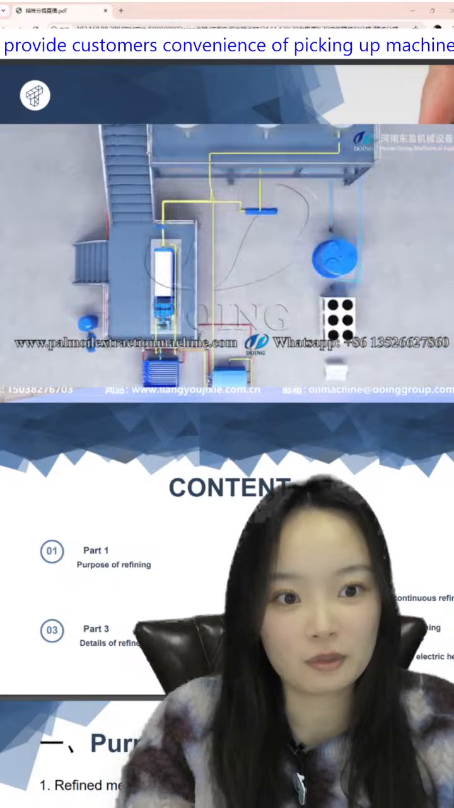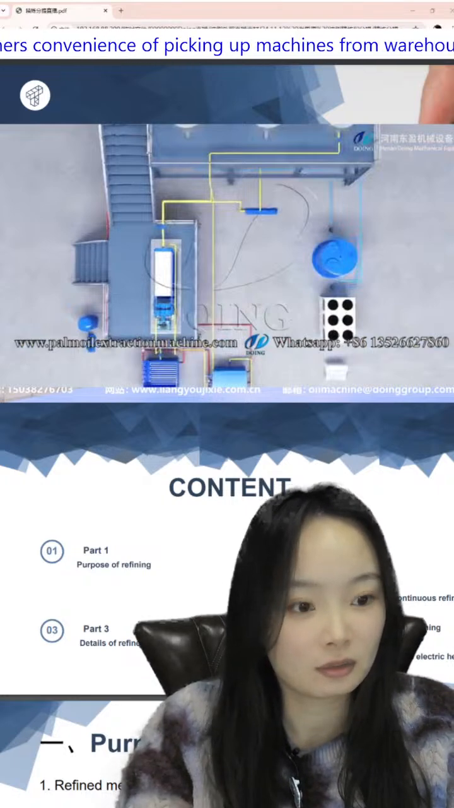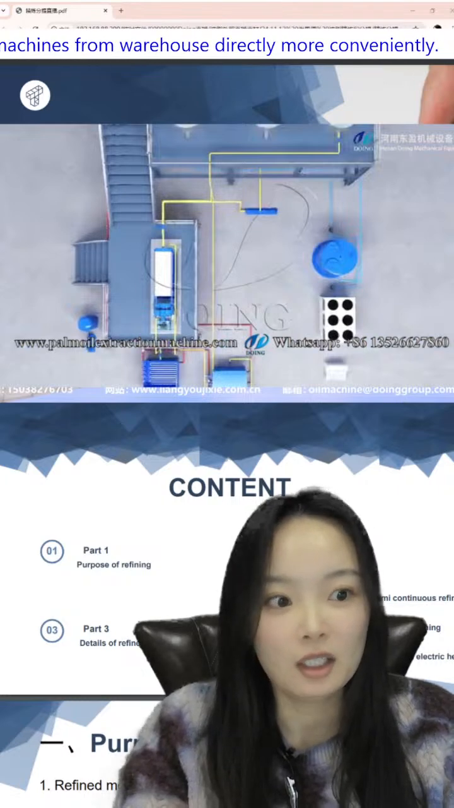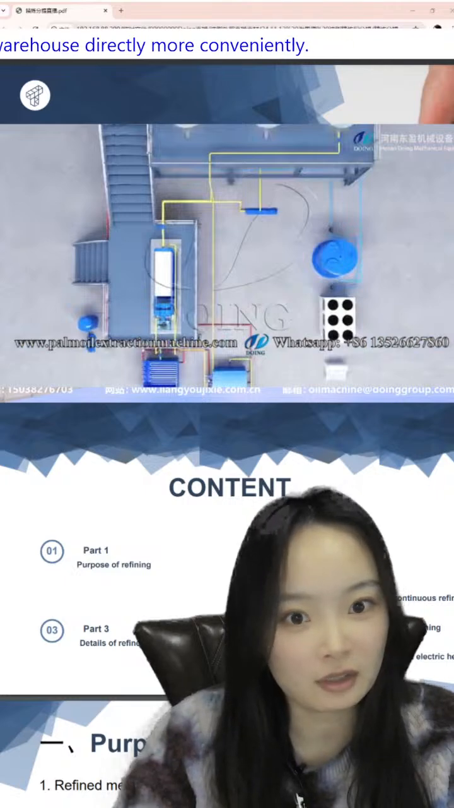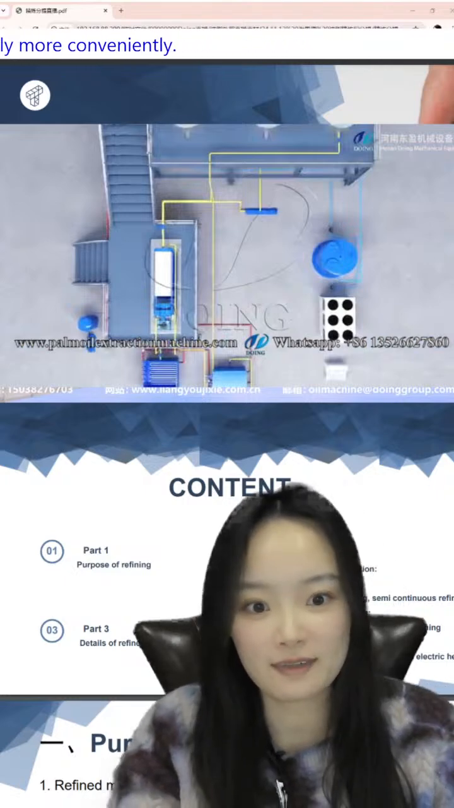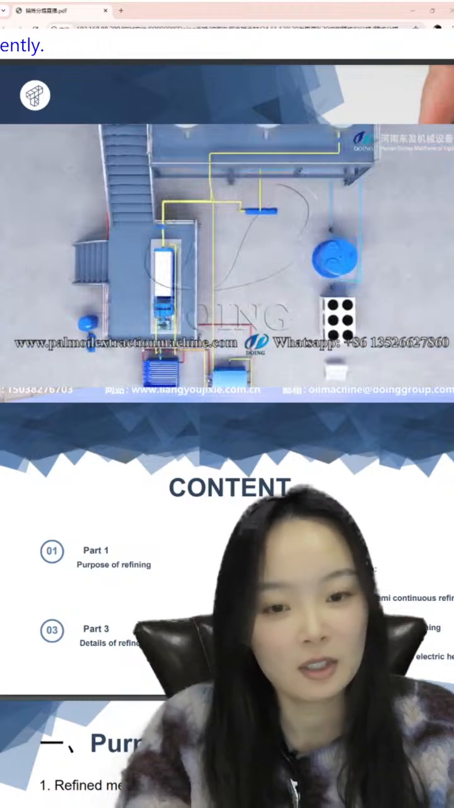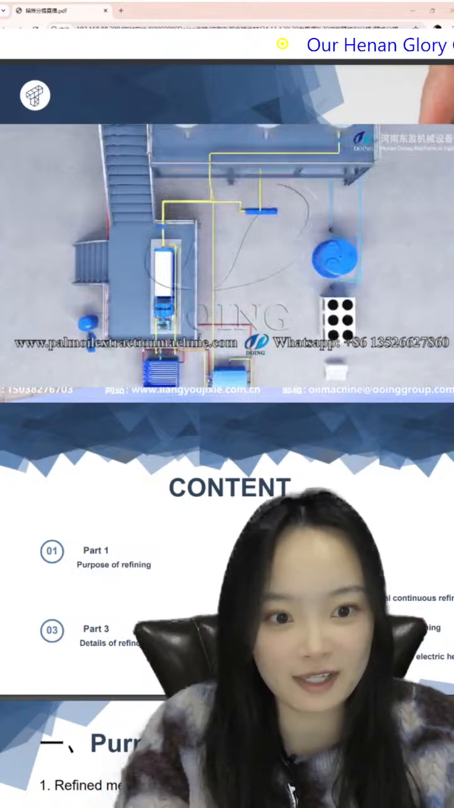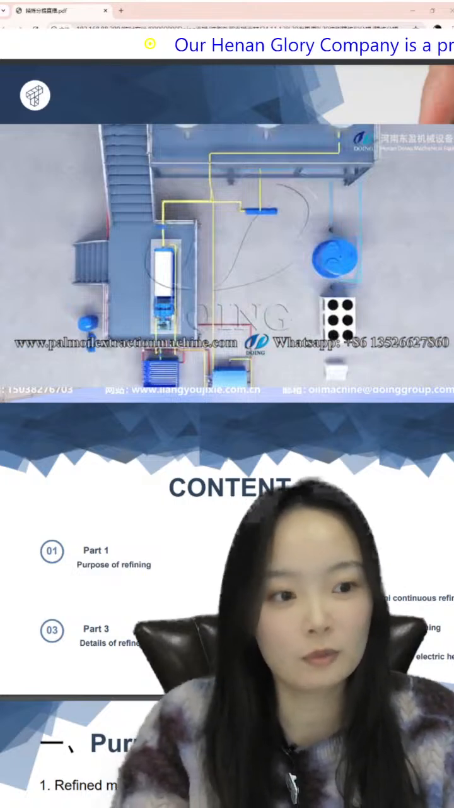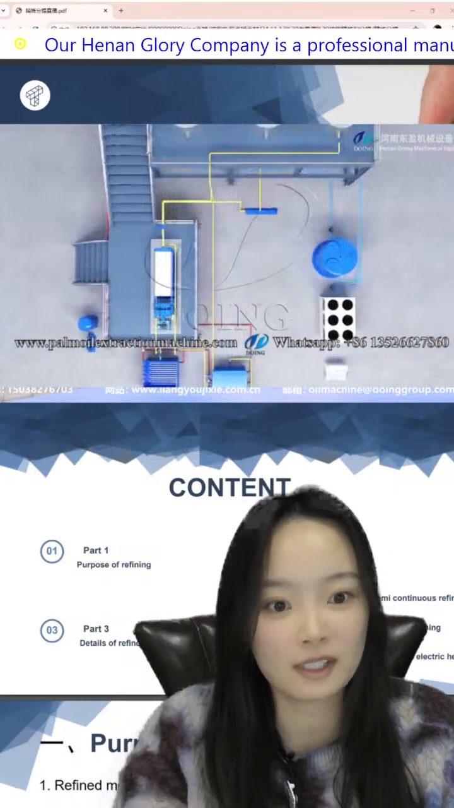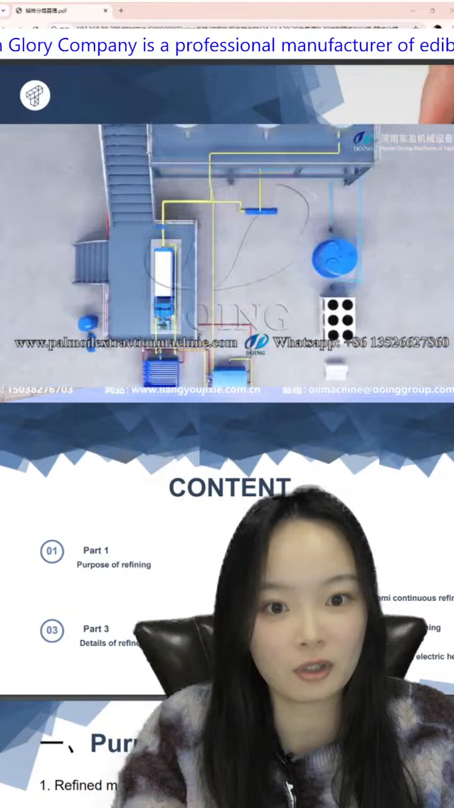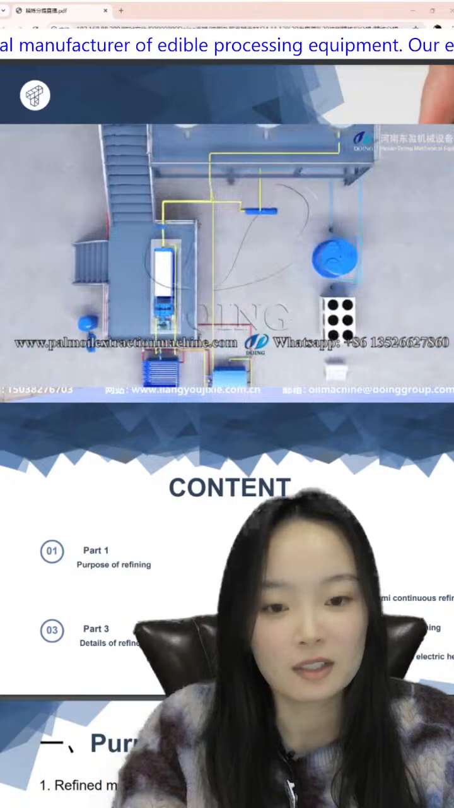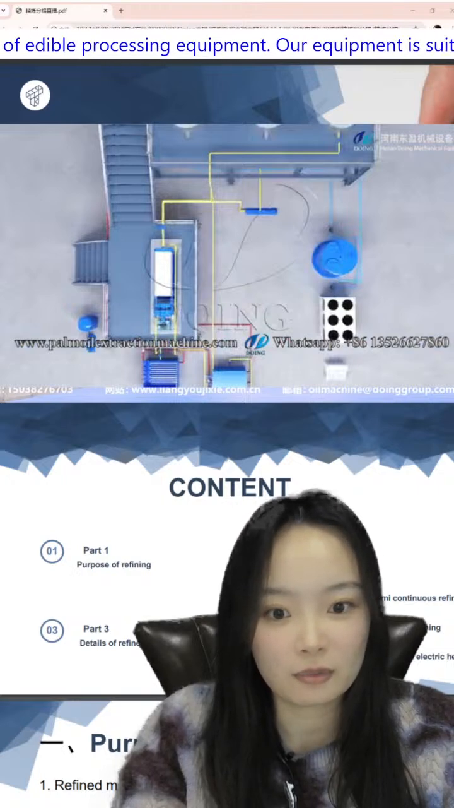First part is about the purpose of refining. Refining meaning. After the refining of the oil, we will enhance the oil storage stability, because we know that in the crude oil there are more free fatty acids. So after refining, we will remove the acid and then enhance the oil storage stability. And second, we can improve the oil flavor. And third, to improve the oil color.